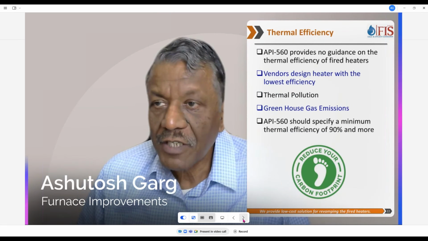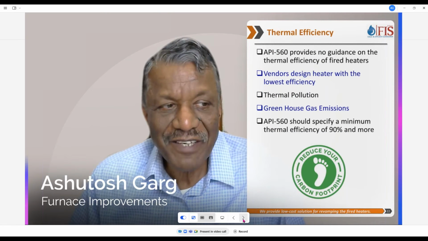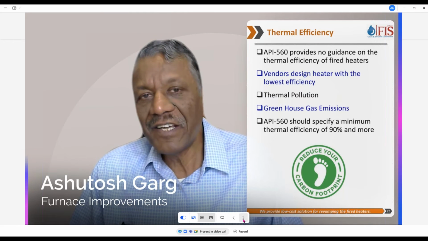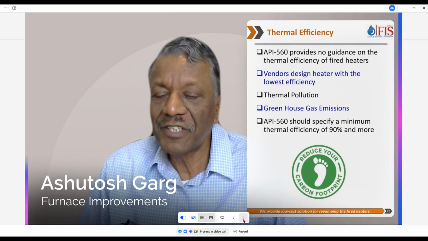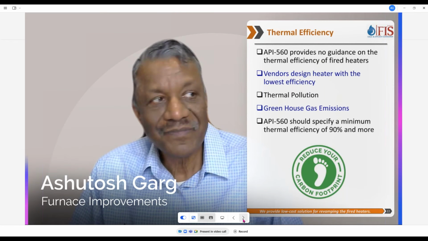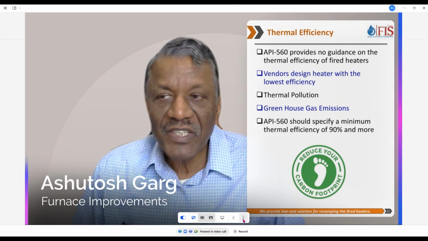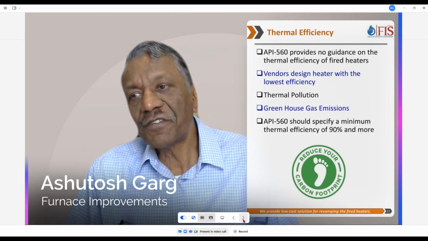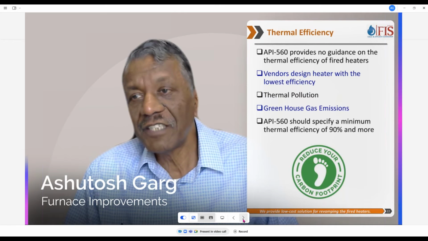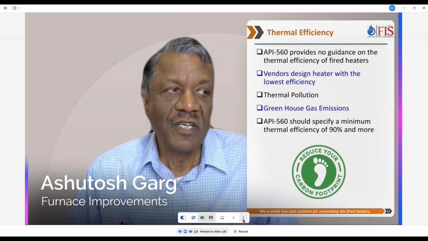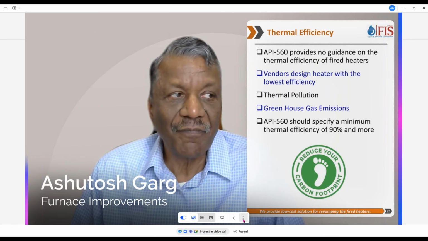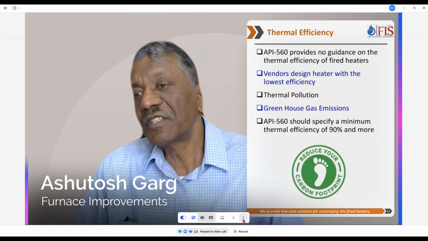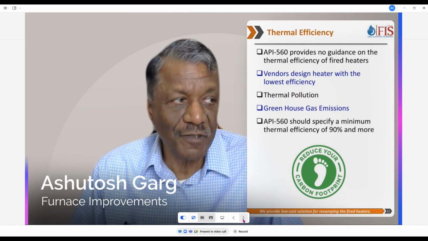So let us talk about what is missing in API 560. And the first thing which came to my mind is efficiency. There is no guidance on heater efficiency. And vendors will design heaters to the lowest efficiency because they want to keep the cost low. That's the only way they will get business. And now we know that if you have lower efficiency, you will have more pollution. You will have more greenhouse gas emissions, more thermal pollution.